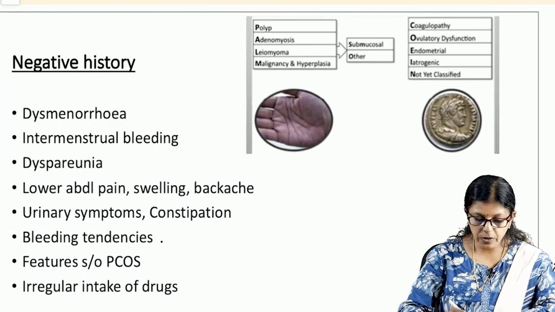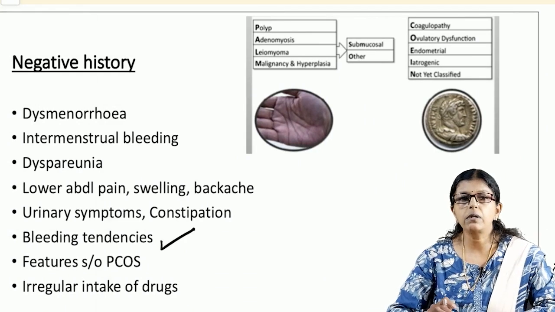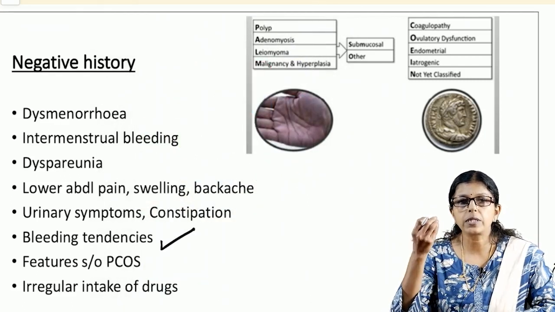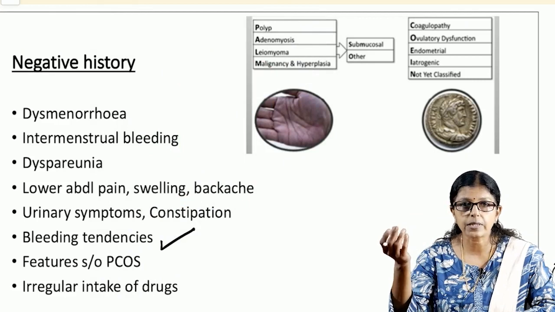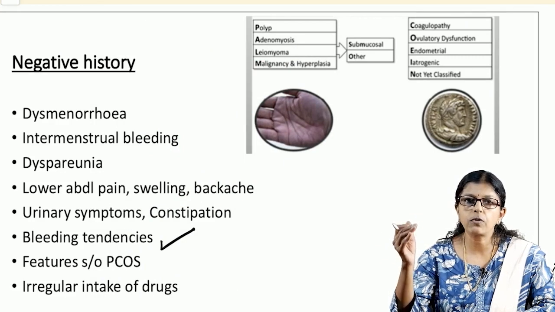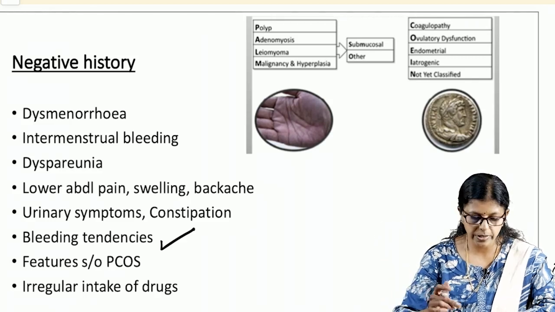Then you have to ask for history of bleeding tendencies. Like for a girl who has had problems, when she goes to the dentist and she has a tooth extraction or something, she has excessive bleeding. That tells you that there is a bleeding tendency and you will have to look out for coagulopathies, thrombocytopenia, etc.